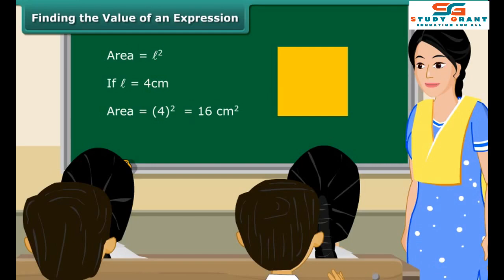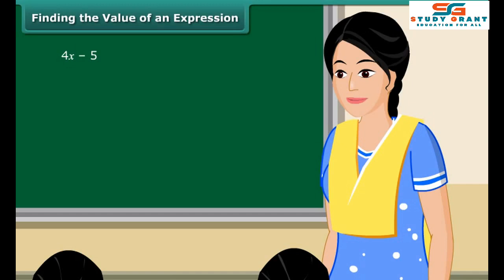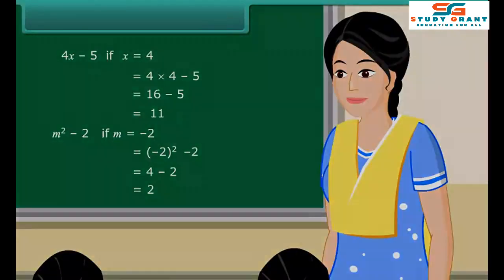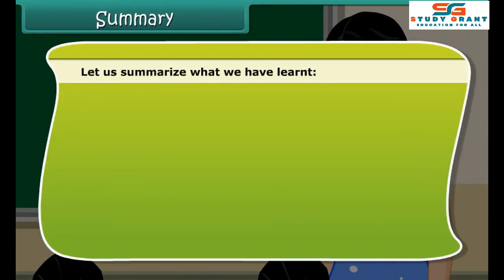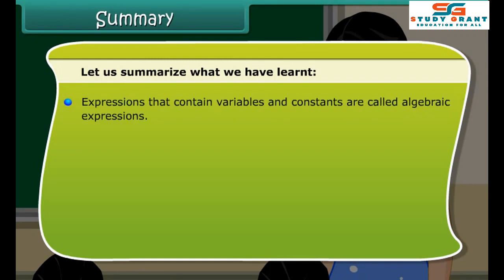See this square? It has an area equal to l squared. If the value of l is equal to 4 centimeters, then what would be the area of this square? That's right, it would be 16 centimeters squared. So children, there are a number of situations in which we need to find the value of an expression. Consider the expression 4x minus 5. If the value of x is equal to 4, then the given algebraic expression is equal to 4 into 4 minus 5, which is equal to 16 minus 5, that is 11.